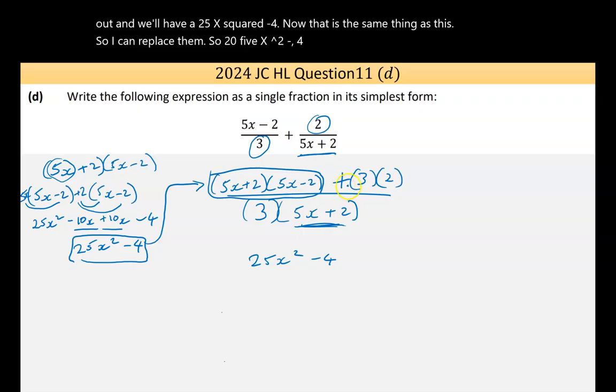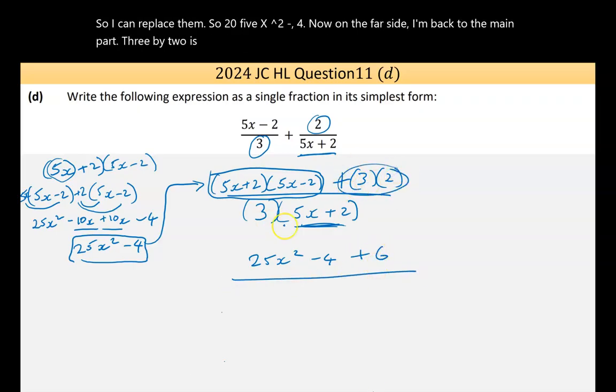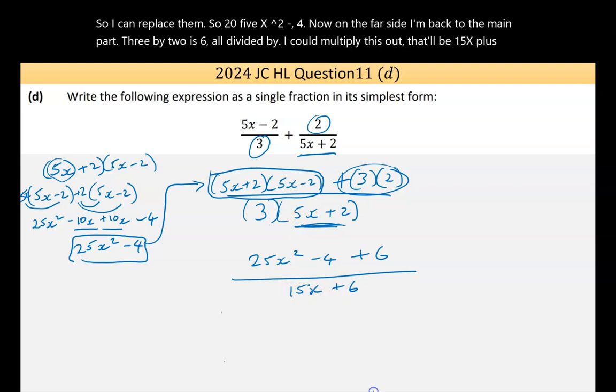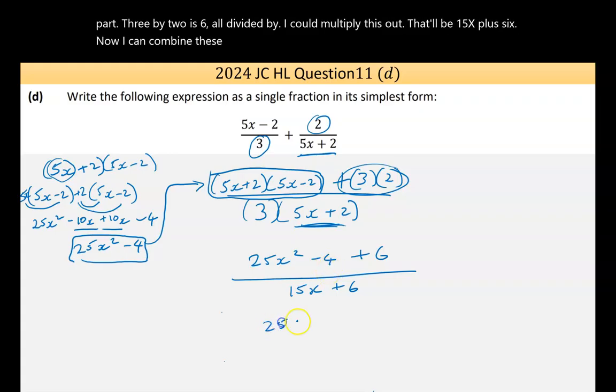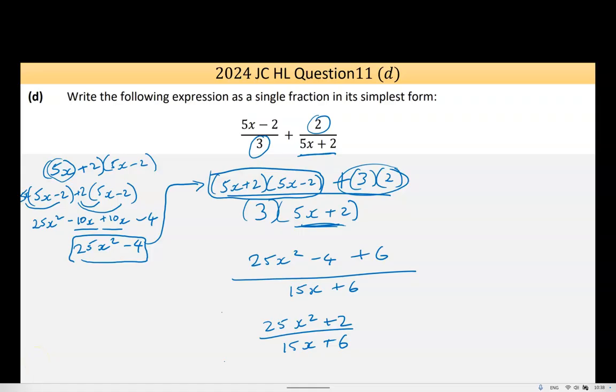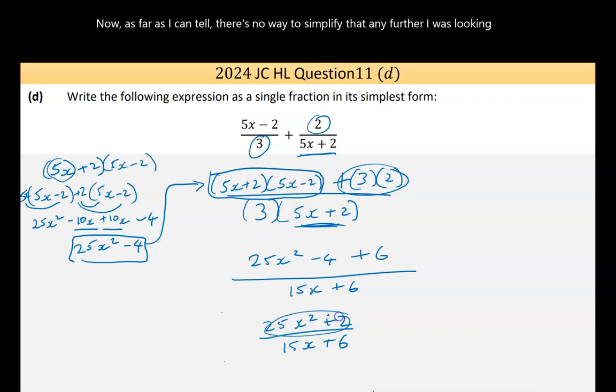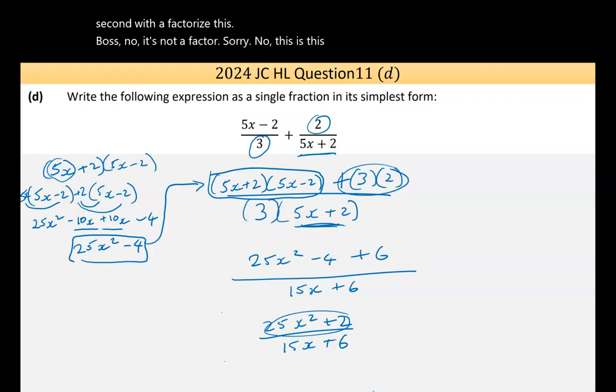Now, on the far side, I'm back to the main part. 3 by 2 is 6. All divided by, I could multiply this out. That would be 15x plus 6. Now I can combine these two terms together, 25x squared plus 2 over 15x plus 6. Now, as far as I can tell, there's no way to simplify that any further. I was looking for a second, would I factorize this? But no, it's not factorized. Sorry, no, this is the simplest form.